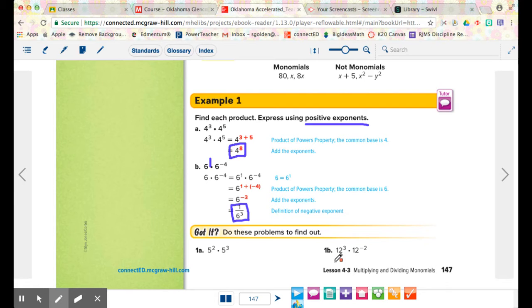So you're going to try numbers 1a and 1b. Make sure you write it using a positive exponent. Pause the video, try those, and then I'll go over them with you.